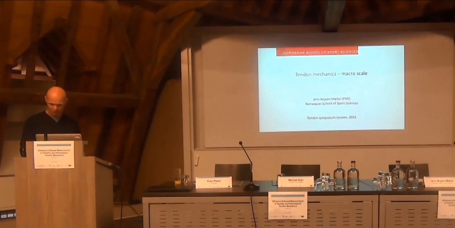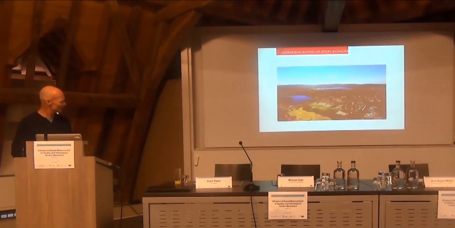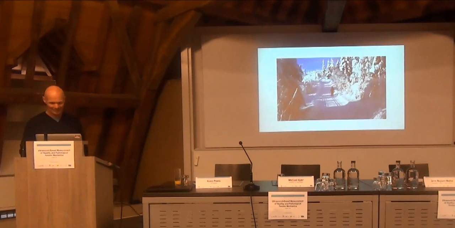But first I'll just show you where Norway is, if you don't know, and show you where my institution is, the Norwegian School of Sports Science, which is a sports university located right in the outskirts of Oslo. In the summertime it normally looks like this. In the wintertime it's not raining either, just like here. This picture could be taken maybe a few hundred meters from my office. So if you like cross-country skiing, that's a good place to go.